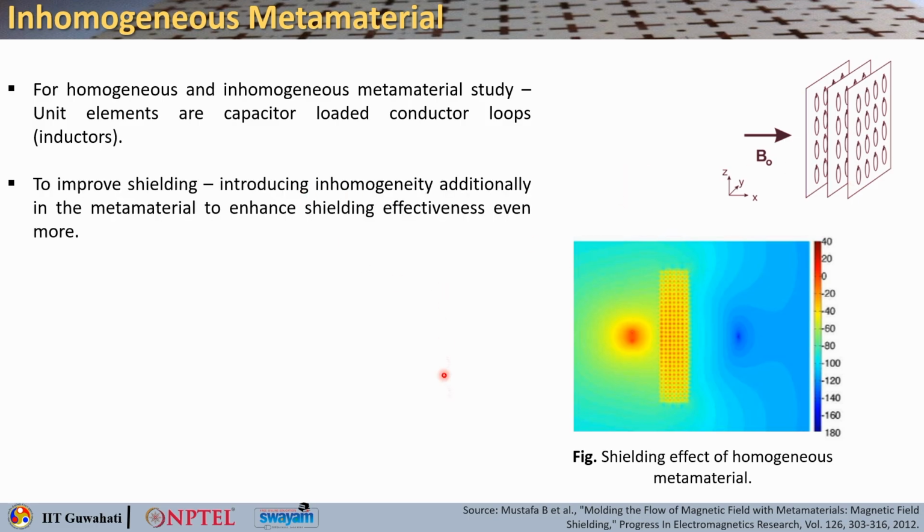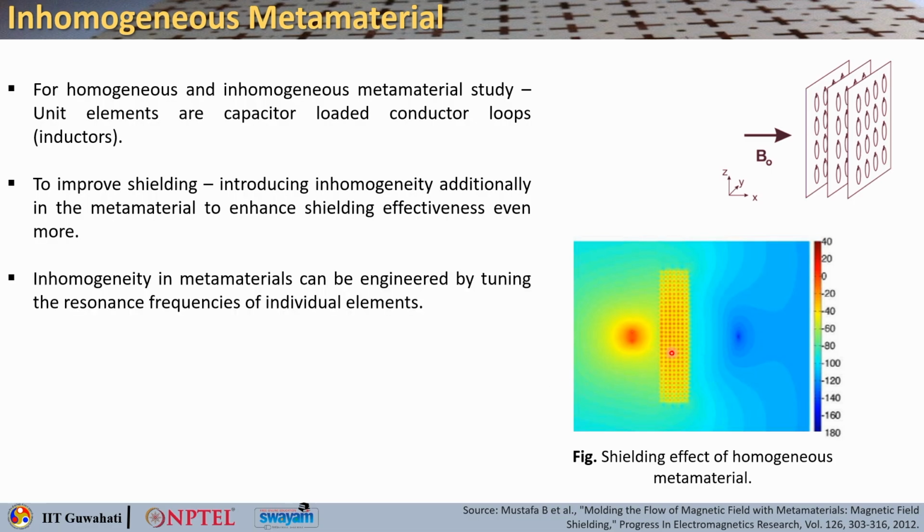So, what is done here to improve the shielding? You can introduce inhomogeneity additionally in this metamaterial, and that improves the effectiveness of the shielding even more. The inhomogeneity in this metamaterial can be engineered by tuning the resonance behavior or resonance frequencies of each individual element. This tuning allows you control over desired current values.